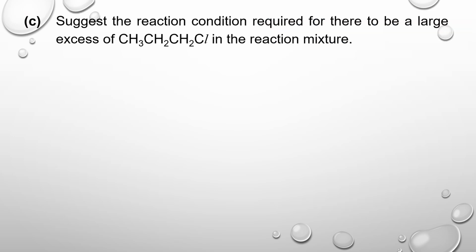In part C, for there to be a large excess of a mono-substituted product in the reaction mixture, I will need to limit the amount of chlorine used or use an excess of propane. This is because when I have less chlorine, fewer hydrogen atoms on my propane will get substituted.